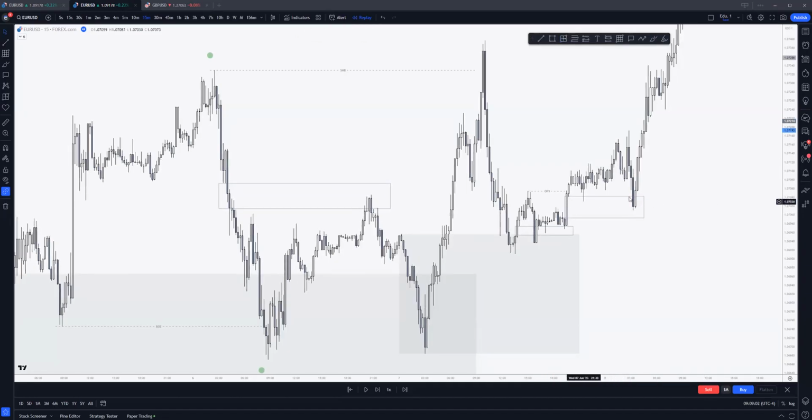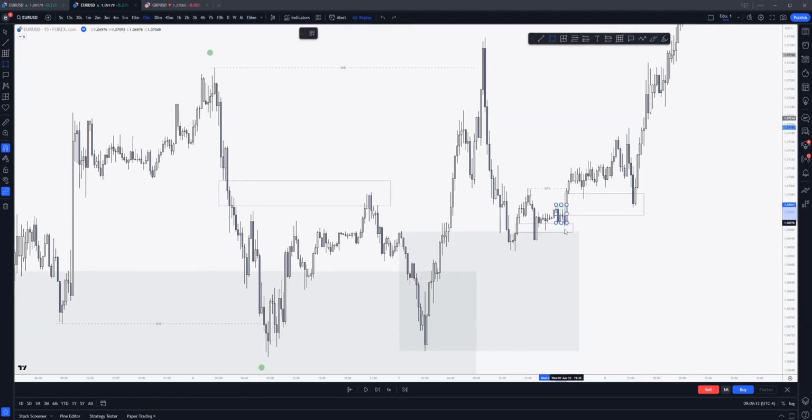Beautiful FVG. What time is it on this one? 21:30. What time is it here? Perfect time of day, London session, right? We've taken medium time frame liquidity. We POI stack here, it taps in. Can we get a trade?